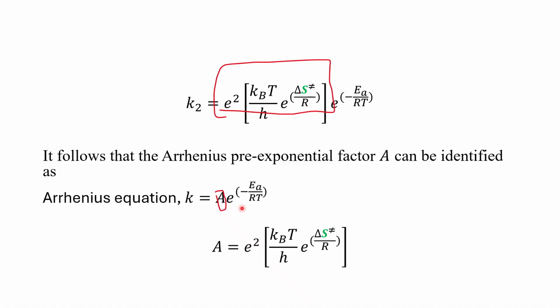So this relationship shows that the pre-exponential factor A, which Arrhenius treated simply as a constant related to the collision frequency, is physically related to the entropy change required to form the transition state complex.